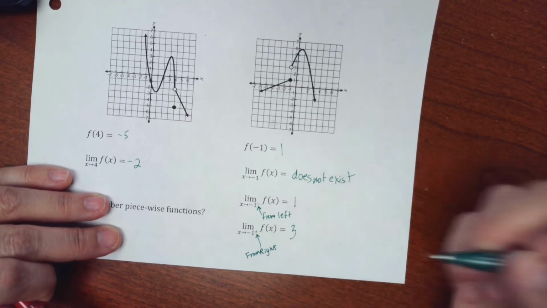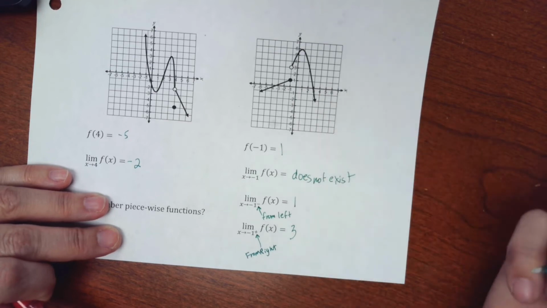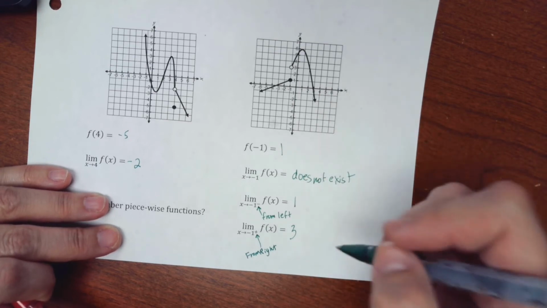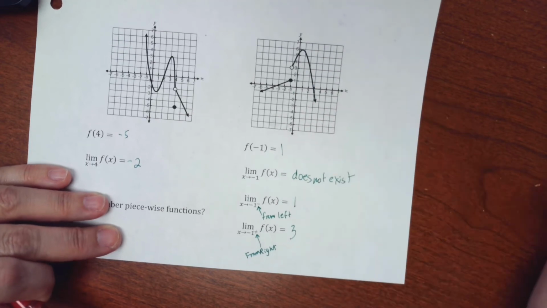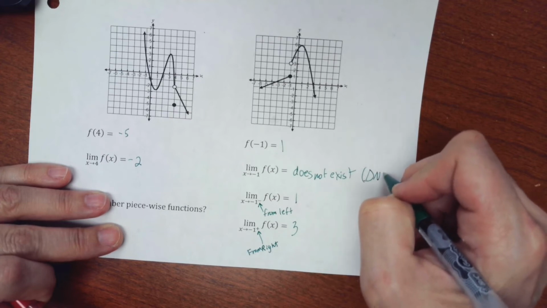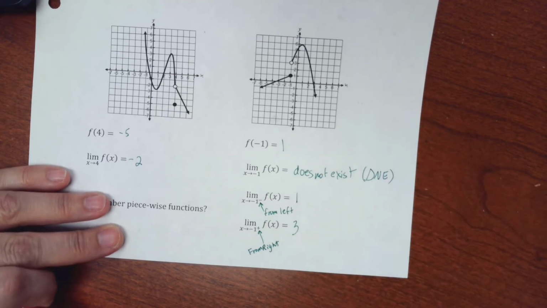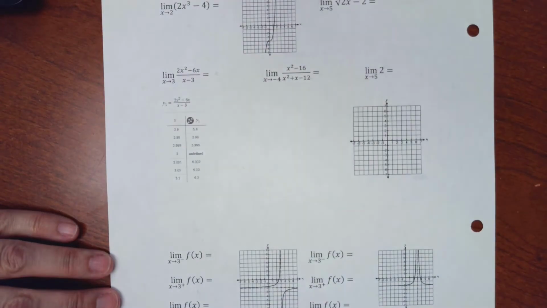Because neither of those is more important than the other. Even though there's also a blackness right here, that doesn't make it more important. The limit is the intended height. If I can't agree on what both sides were intending to go to, then I can't agree. So for "does not exist," we write the letters D and E, by the way. Okay. All right, so let's see, up to the back.